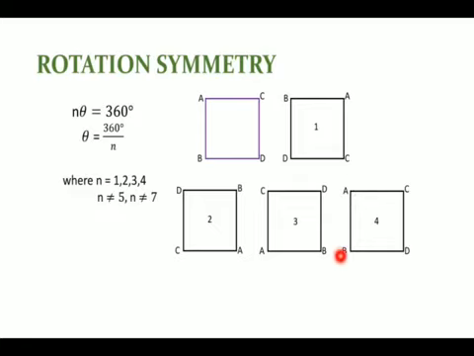Here also A, C, D, B. So this square crystal has a four-fold rotation. That means n is equal to 4. So n theta is equal to 360 degrees and theta is equal to 360 by n, where n is equal to 1, 2, 3, 4, 6. n is not equal to 5-fold and n is not equal to 7-fold rotation.